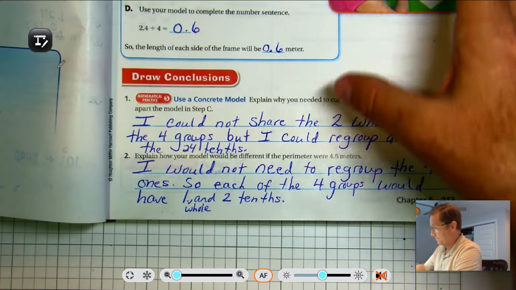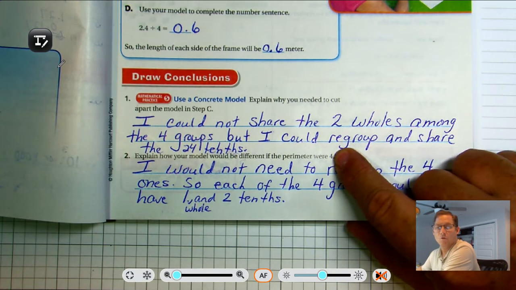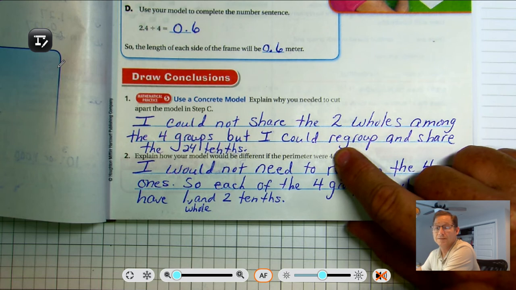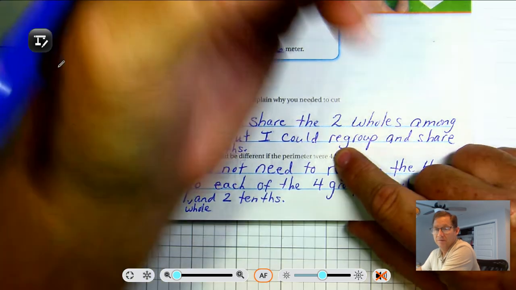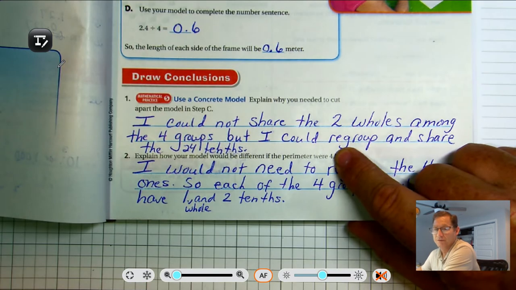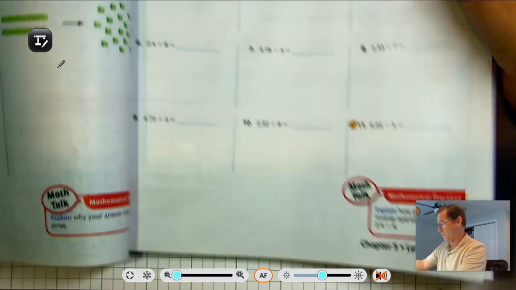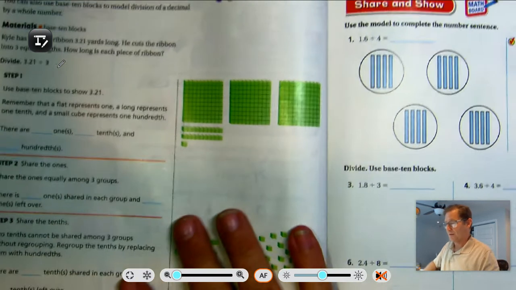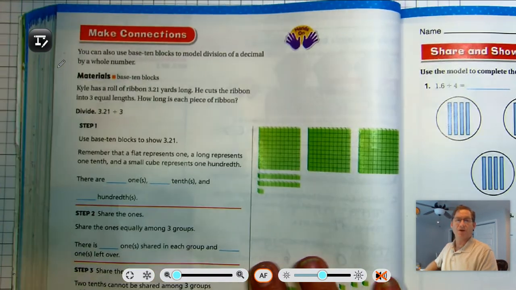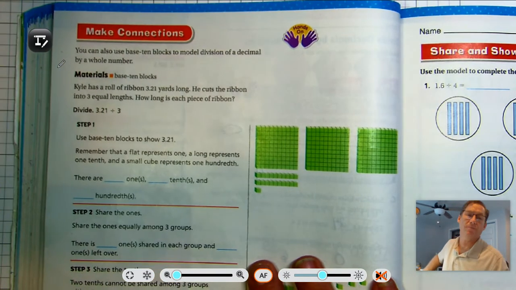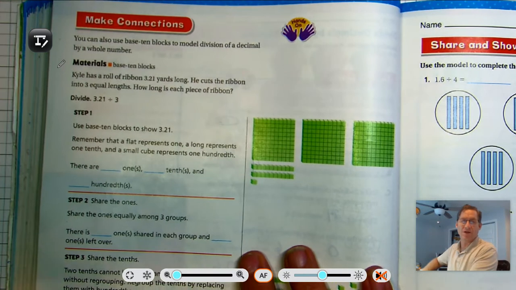So if you have enough whole numbers or ones to share equally amongst the number of groups you have, then there's no need to regroup. Okay. Now let's look at 2.14. So you can also use base 10 blocks to model division of a decimal by a whole number. So base 10 blocks, all right?